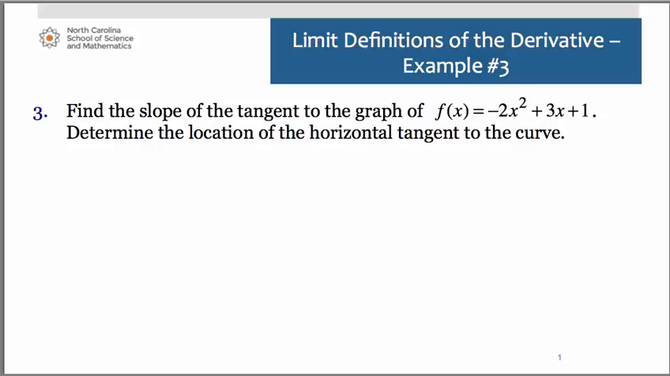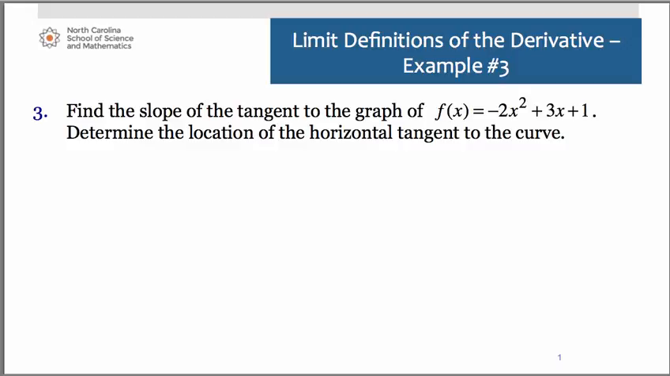Hi everyone, let's look at a couple of examples of how to use the two limit definitions of a derivative in order to answer some questions. The first one we're going to look at is the curve negative 2x squared plus 3x plus 1. We are asked to find the slope of the tangent to the graph, in other words, the derivative, and then we are asked to determine the location of the horizontal tangent to the curve.